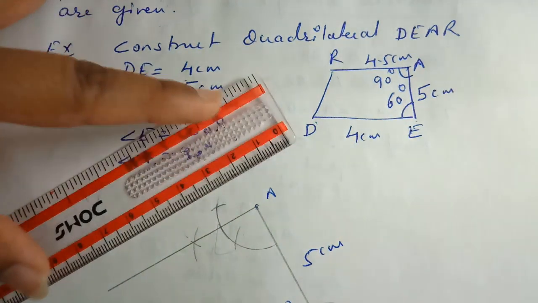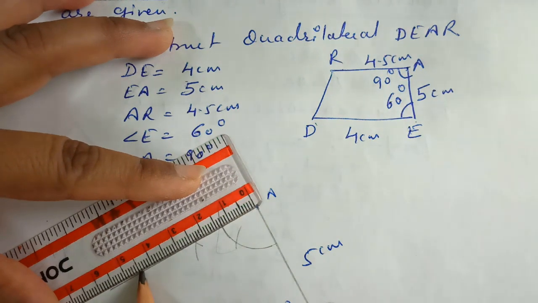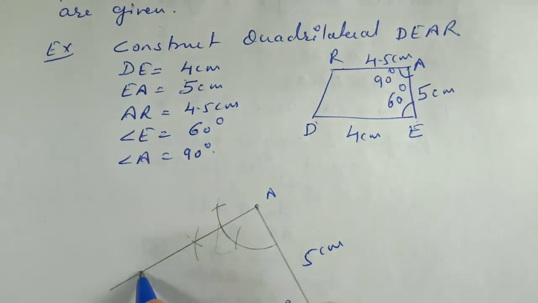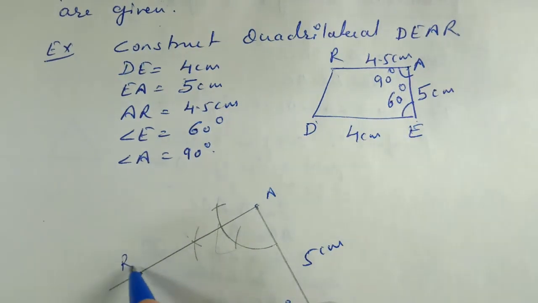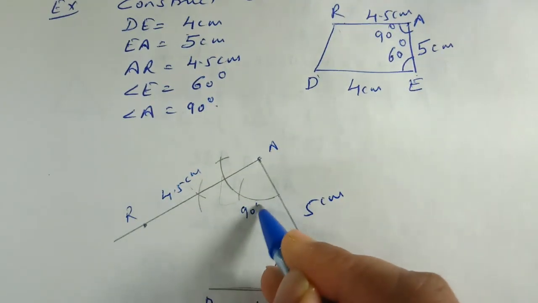The measurement of AR is given 4.5, so let us mark the measurement. Here is the point R. It is 4.5 centimeter, and this is an angle of 90 degree.